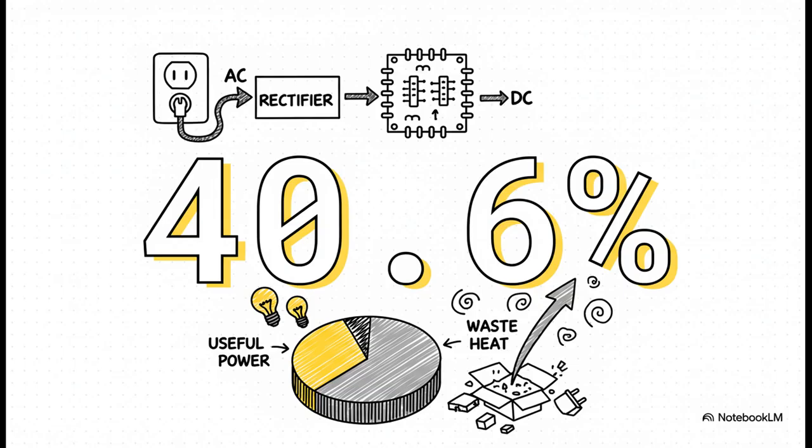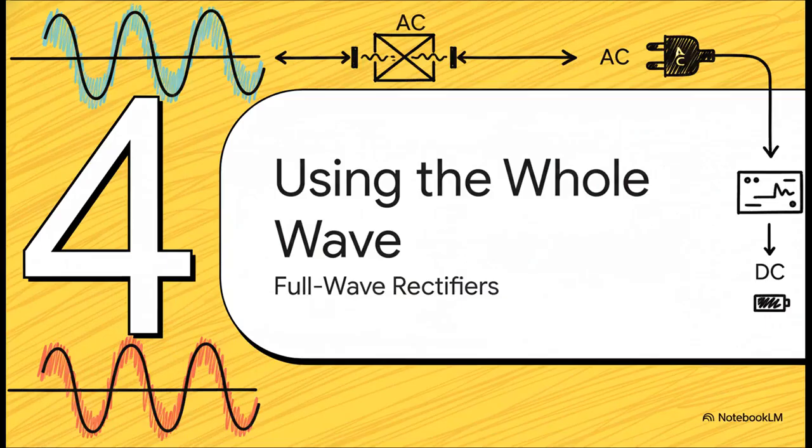It's a big deal. It basically means for every bit of power we pull from the wall, we're just throwing away almost 60% of it. That's not good. We can definitely do better. Yeah, just blocking half the power isn't a real solution. It's a hack. We need a much more clever way to use the entire AC wave. And that brings us to a much more elegant design: the full wave rectifier.